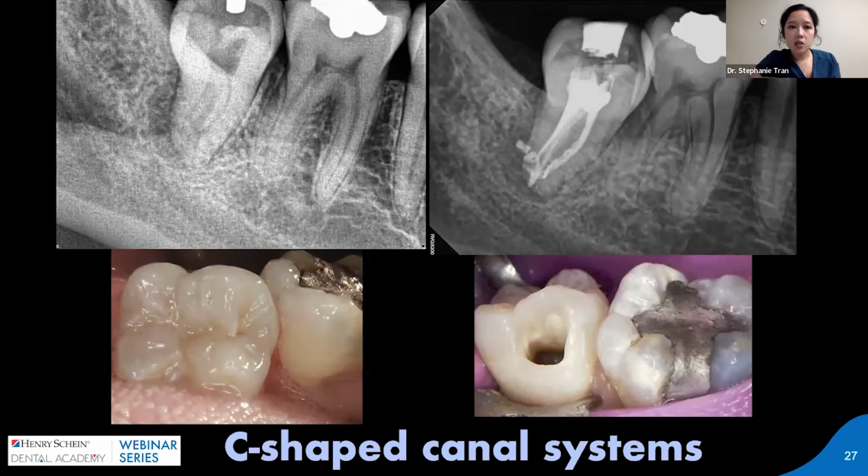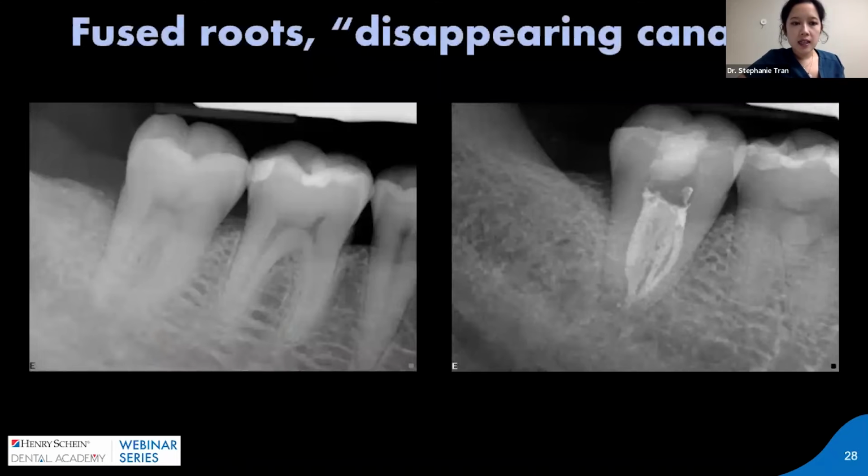And then additionally, because it's fused like that, the root structure is often very, very thin in that area. And so you have to be very careful when instrumenting, as there is often a higher risk of perforation or strip perforations or transportation as well. So we can see these fused roots can present in several ways.